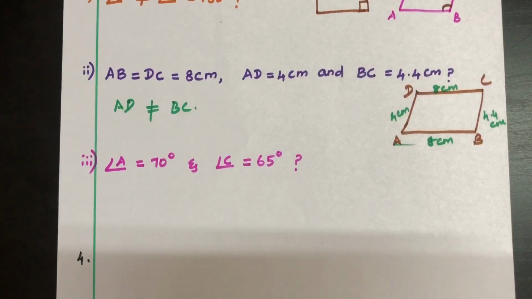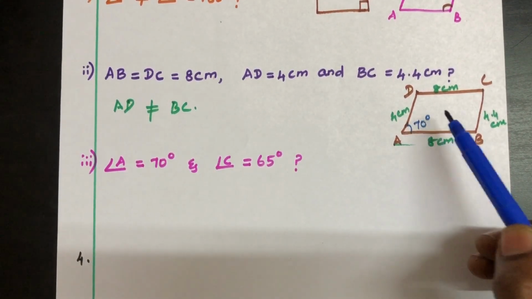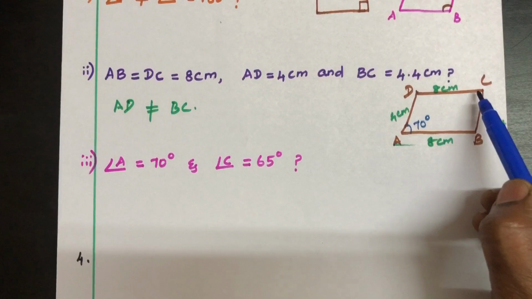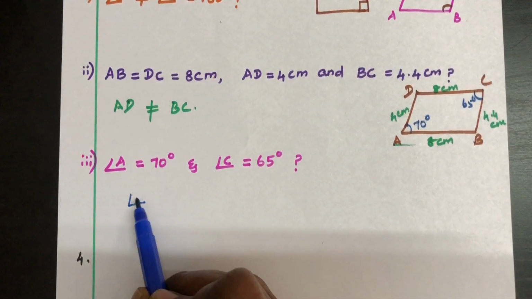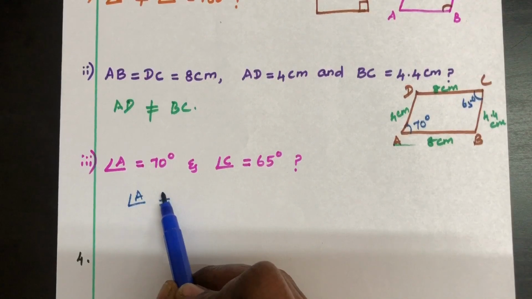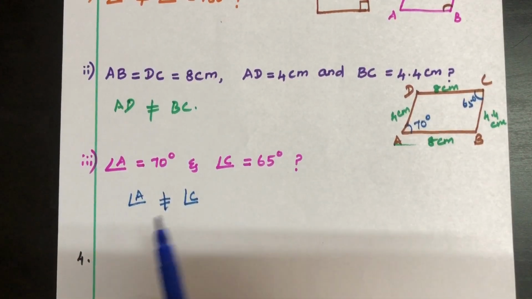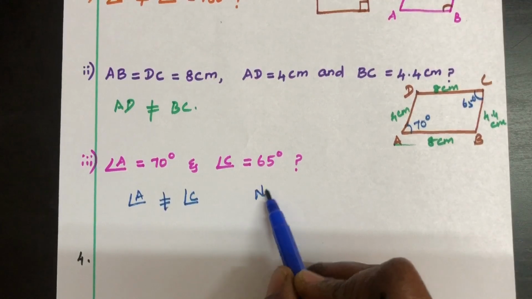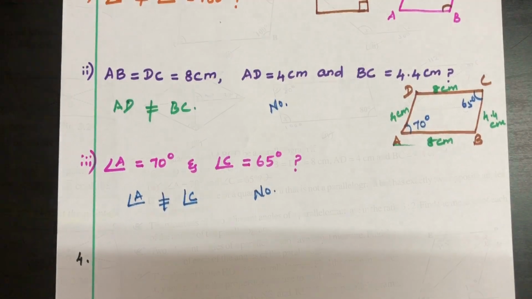Okay. See, third subdivision. If angle A is 70 degree and angle C is 65 degree, is this a parallelogram? Of course not, since angle A is not equal to angle C. Opposite angles must be equal. If they are not equal, it is not a parallelogram. So this is also not a parallelogram.